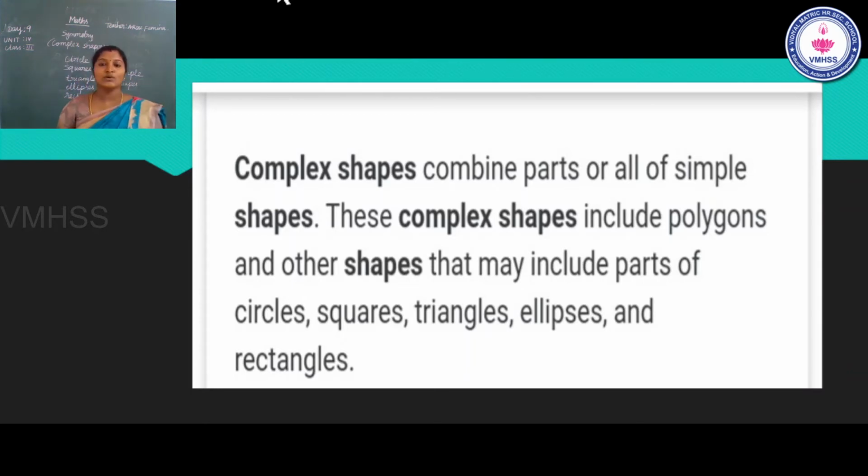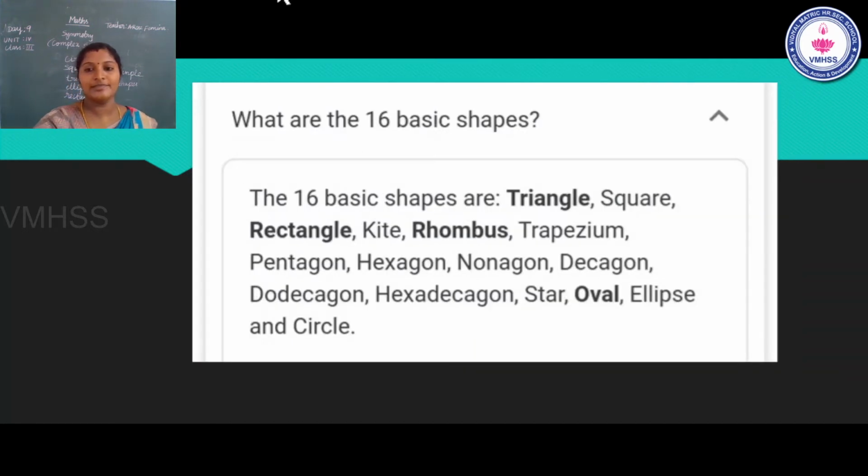Okay, listen. Complex shapes combine parts that are all simple shapes. That may include parts of shapes: circle, squares, triangle, ellipse, rectangle. So what are the shapes? Circle, squares, triangle, ellipse, and rectangle. So these are the simple shapes. Okay, ma? You understand? See the next picture.